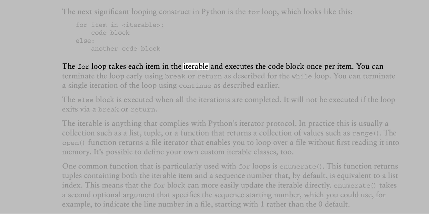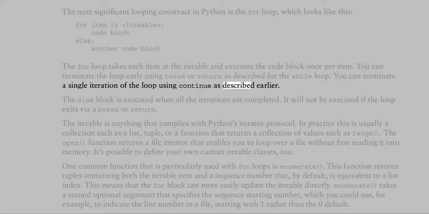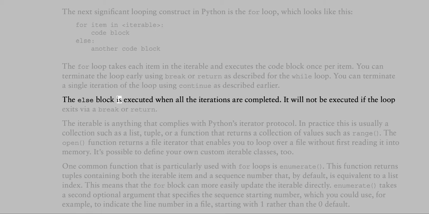The for loop takes each item in the iterable and executes the code block once per item. You can terminate the loop early using break or return as described for the while loop. You can terminate a single iteration of the loop using continue as described earlier. The else block is executed when all the iterations are completed. It will not be executed if the loop exits via a break or return.